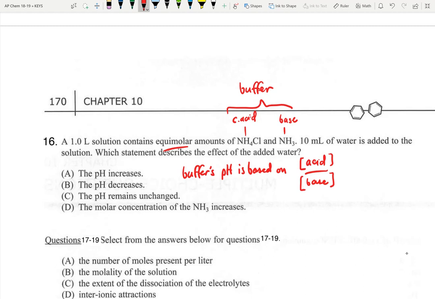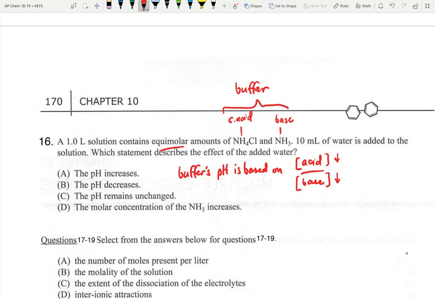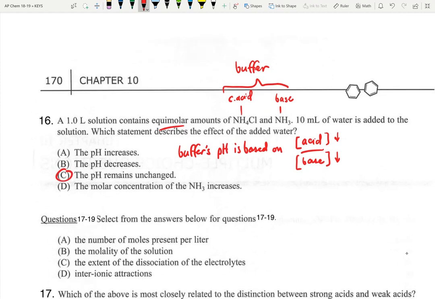And if we add water to this solution, we're going to decrease the molarity of both, right? We're watering it down slightly. So when we water it down, the acid molarity will decrease, the base molarity will decrease, but they're both going to decrease equally. And so the proportion or the ratio of those two stays the same. Therefore, the pH of the buffer stays the same. pH remains unchanged because both are being diluted equally.